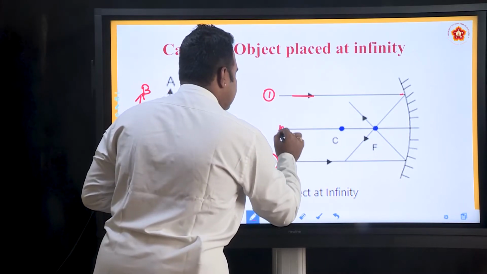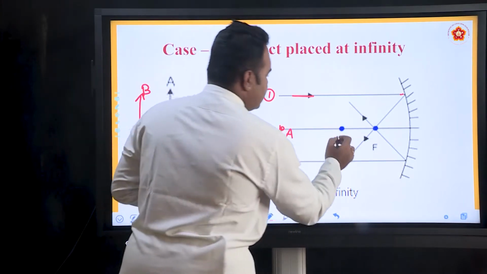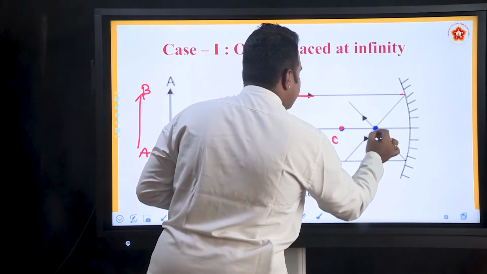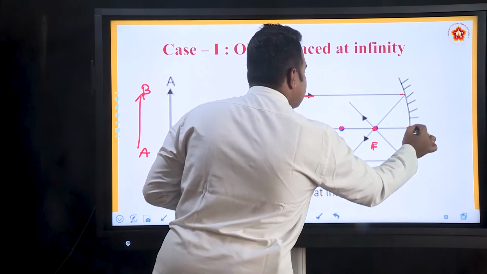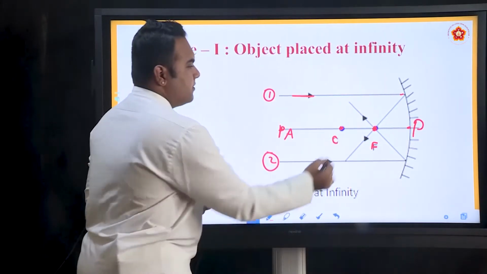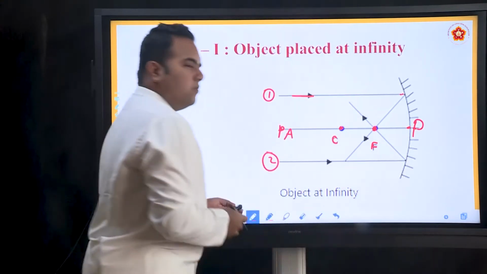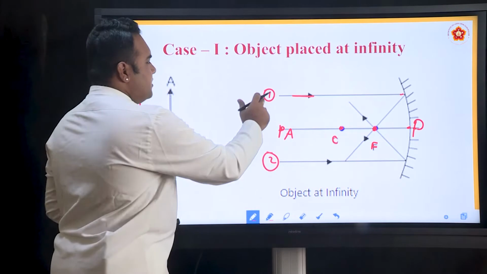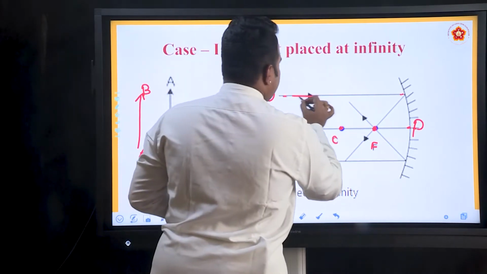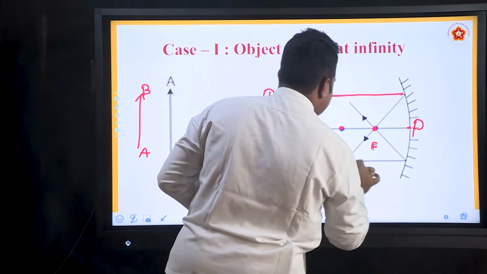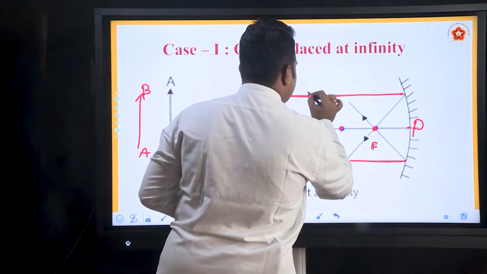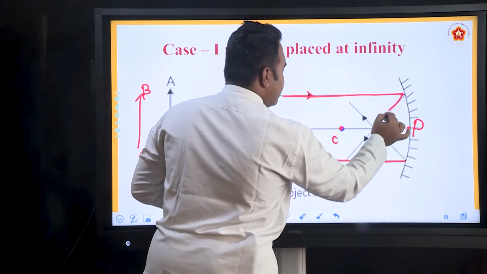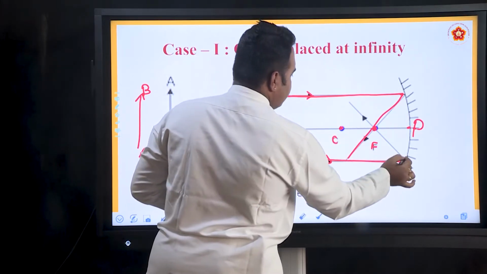This is the principal axis. This is the center of curvature that is marked. This is the principal focus. This is the pole of the mirror. Now, using rule 1 for image formation in a concave mirror, these two rays of light which are coming parallel to the principal axis, the arrows show the direction in which the rays are traveling. After the reflection from the mirror, they pass through the principal focus.